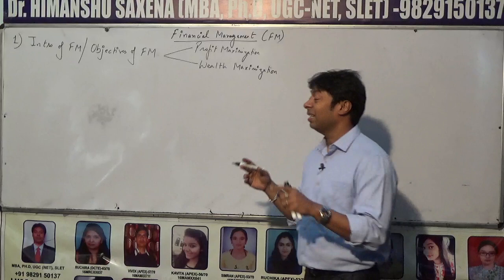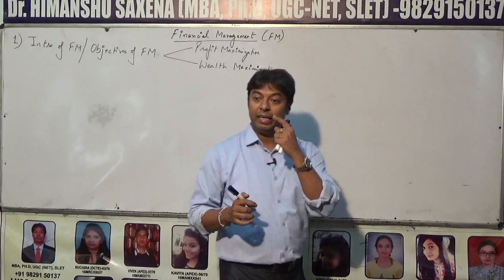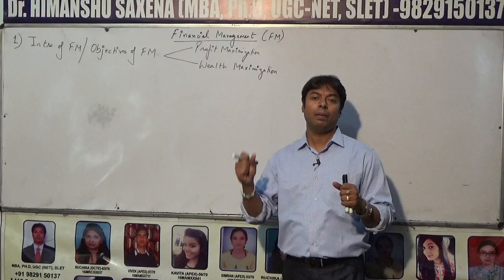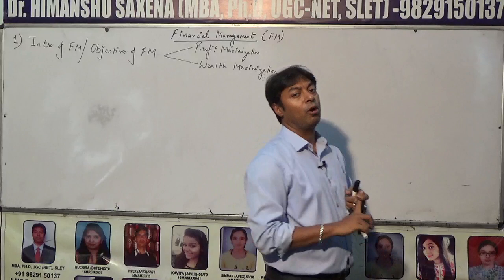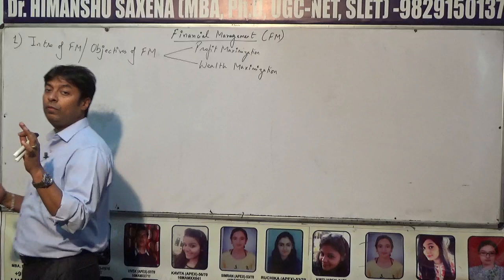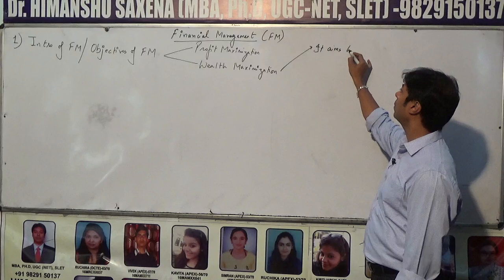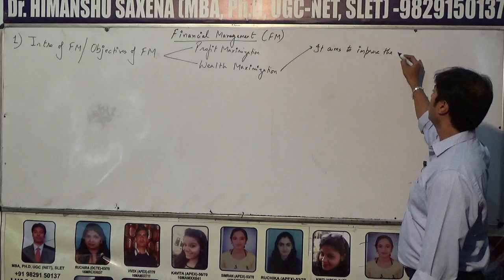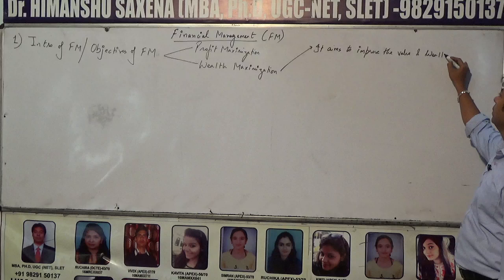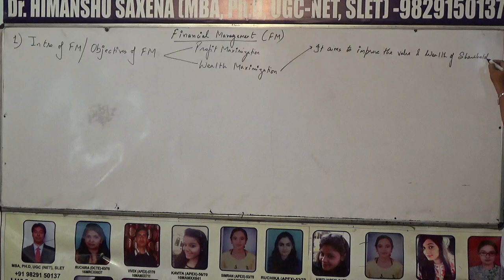Remember, profit maximization is a narrow concept. It is dealing with the profits of the company and the concern is to maximize the profits of the firm. While wealth maximization is a broader concept. Jo main focus hai, it aims to improve the value and wealth of the shareholders. Aapko ek cheez dhyan rakhni hai wealth maximization ke andar, it aims to improve the value and wealth of shareholders or stockholders.